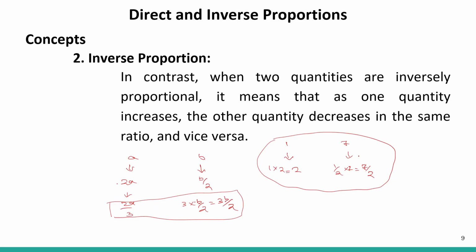As one increases, the other decreases. Here you saw 1 increased to 2, and 7 decreased to 7 by 2. In abstract terms, a became 2a and b became b by 2. And again, when 2a became 2a by 3, b by 2 became 3b by 2. So this kind of relationship is maintained in inverse proportion.